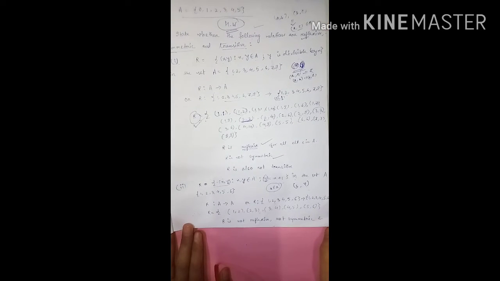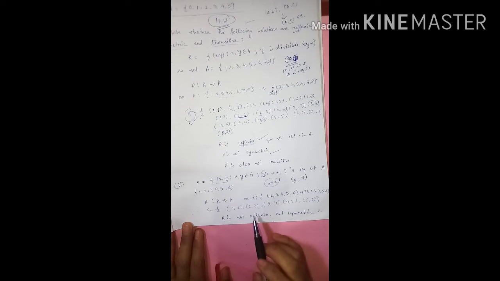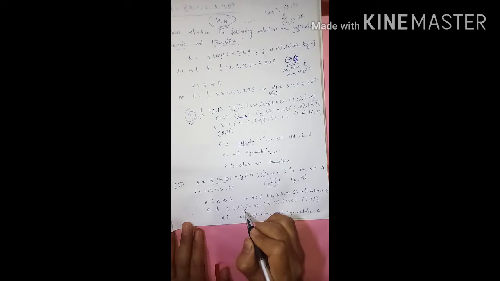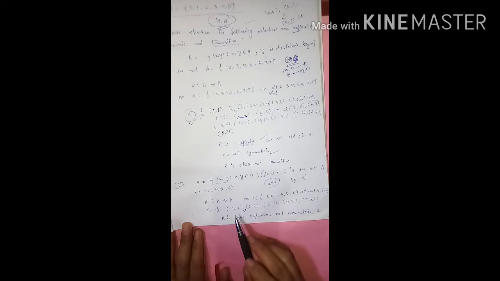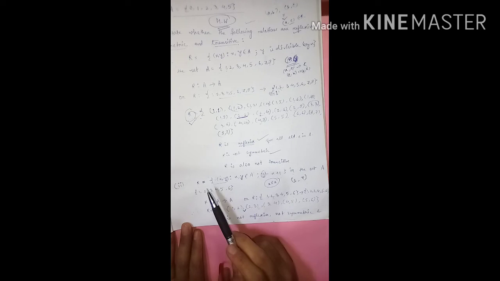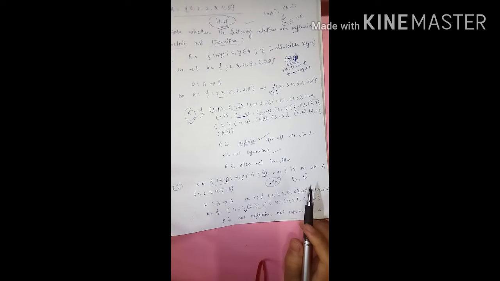Now, whether it is transitive or not. Suppose we are taking two elements (1, 2) and (2, 3), then according to the definition of transitivity, it should imply another element (1, 3). We have taken these two elements (1, 2), (2, 3), so the third element will be (1, 3), but there is no (1, 3) in this relation R. Therefore the given relation is not symmetric, not reflexive, not transitive as well.